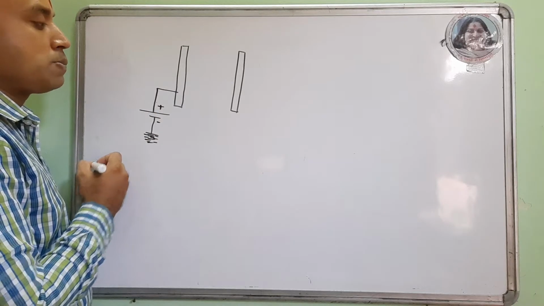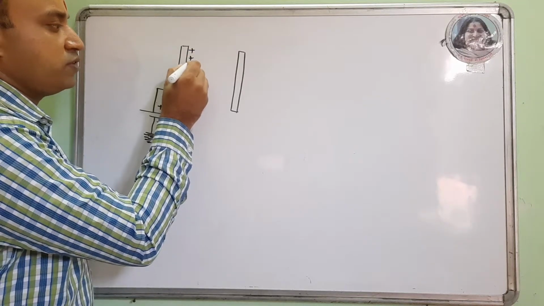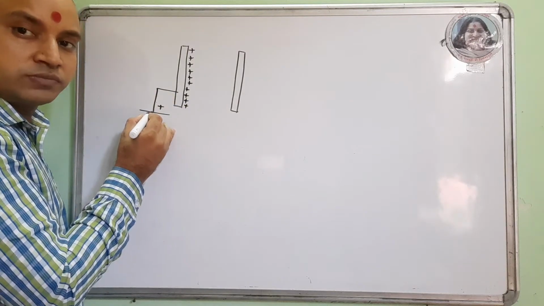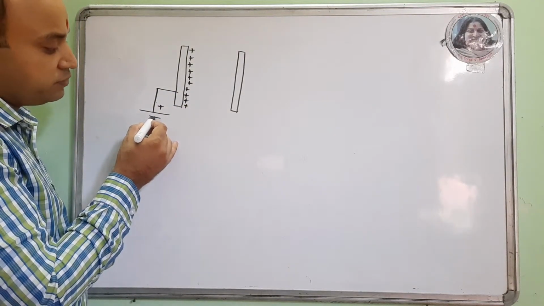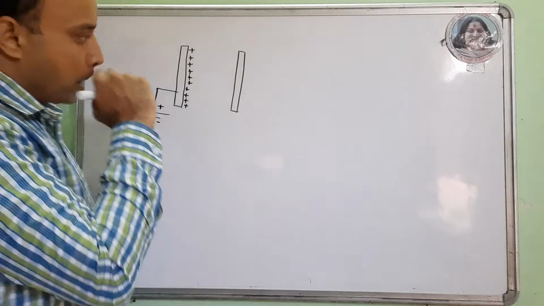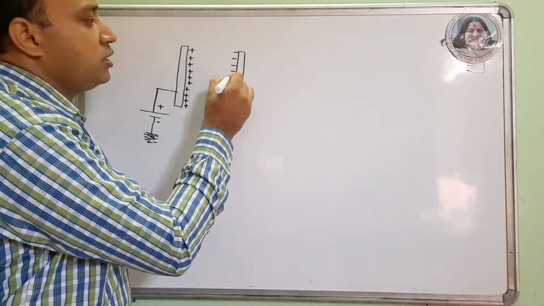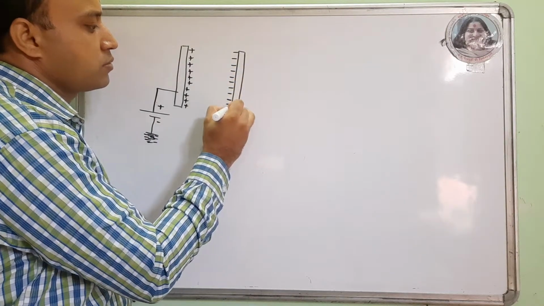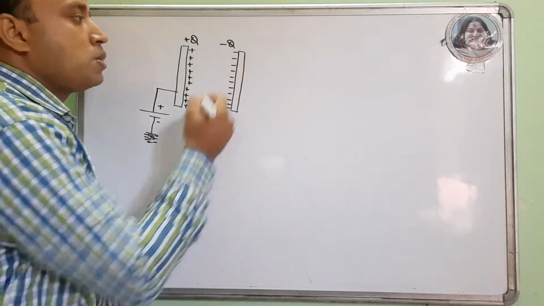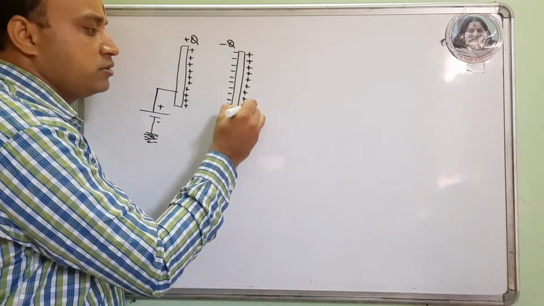What happens? The electron from this body, the first body, starts moving on the positive charge, and with the negative charge it moves down inside the earth. Now, due to induction, the negative charge appears in the nearby section. If it is, suppose, plus q, then minus q is induced on the nearby section, and plus q charge is developed on the outer side.